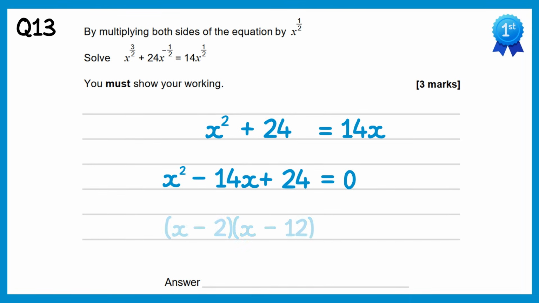And now we can factorize. This one's (x minus 2)(x minus 12) equals 0. So the solutions are x equals 2 and x equals 12.